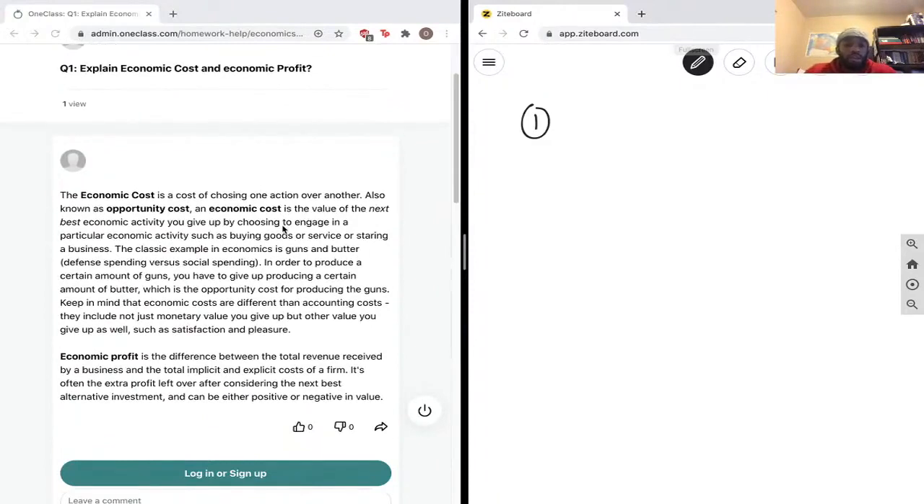The economic cost is the cost of choosing one action over another, also known as opportunity cost. An economic cost is the value of the next best economic activity you give up by choosing to engage in a particular economic activity, such as buying goods or services or starting a business. A classic example is guns and butter, defense spending versus social spending. In order to produce a certain number of guns, you have to give up producing a certain amount of butter, which is the opportunity cost of producing guns.